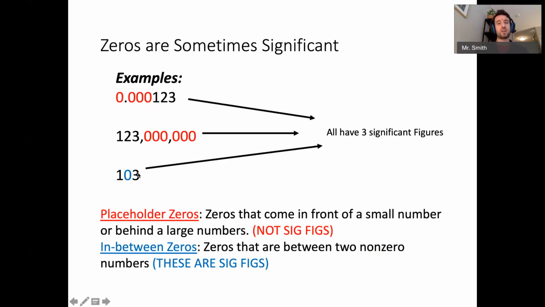3, we're saying that we know we have exactly 103 pounds of something, for example. Now, we don't necessarily know 0.5, but we do know that 3, if that makes sense. Okay, so placeholder zeros are important, in between zeros are important, and then there's a third type of zeros.